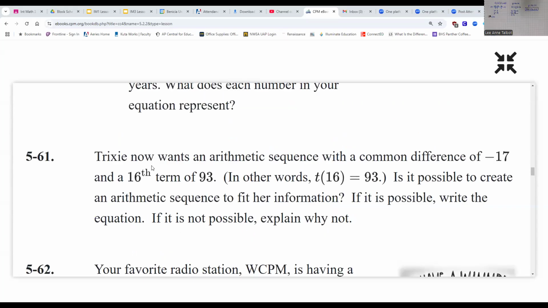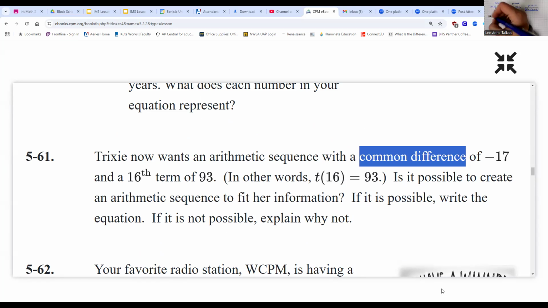Trixie now wants an arithmetic sequence with a common difference of -17 and a 16th term of 93. Is it possible to create an arithmetic sequence to fit her information? If it is possible, write the equation. If it's not possible, explain why not. Okay, common difference. What is the letter we use for that? D, right, difference of -17. So everybody on your paper write d equals -17. And then right below that, write this.